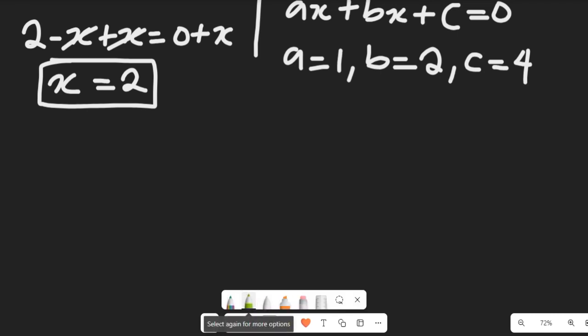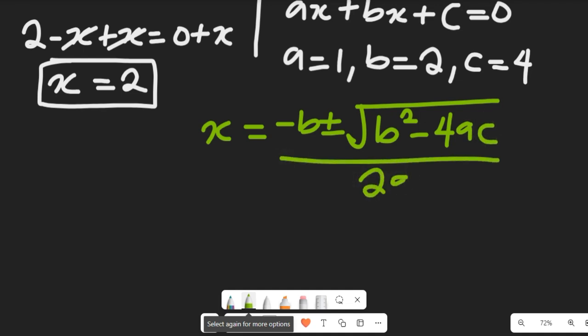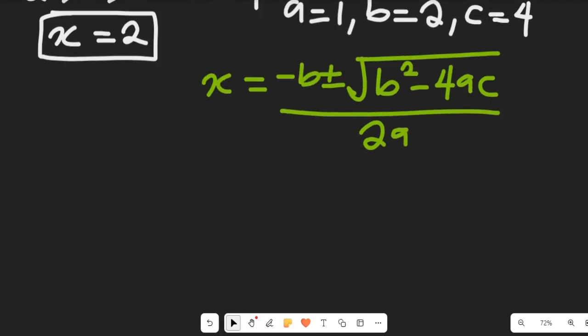From the quadratic formula, we can see that the value of x is equal to negative b plus or minus the square root of b squared minus 4ac, divided by 2a, which is the quadratic expression. Now recall that our a is equal to 1, b is equal to 2, and c is equal to 4.